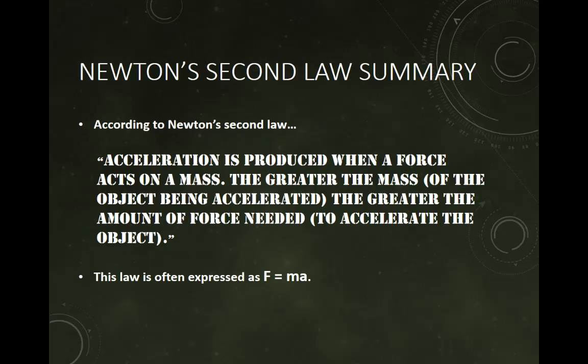All right, so what exactly is Newton's second law? According to Newton's second law, acceleration is produced when a force acts on a mass. The greater the mass of the object being accelerated, the greater the amount of force needed to accelerate that object. And this is typically expressed with the mathematical equation, F equals ma. Remember, we've talked a lot about how equations are actually relationships between the variables.